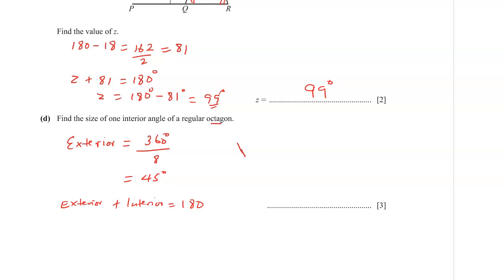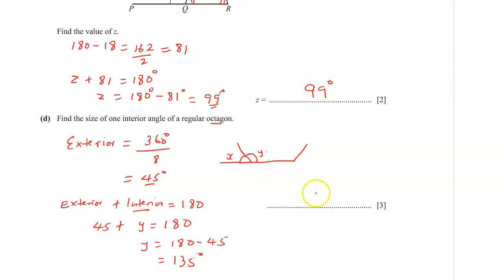What I mean is, if this is one side of the octagon, then this is exterior and this one here is interior. So they are angles on a straight line, so they add up to 180. So then exterior is 45. So 45 plus this interior here, let's call it y, is equal to 180. y is equal to 180 minus 45. y is 135 degrees. 135 degrees.